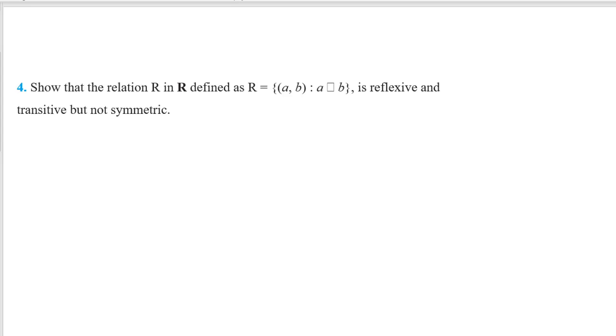Let us now do question number 4. Now we are going to solve question number 4. So what is given here? The relation R in the set R is defined as R is equal to (a, b) where a is less than or equal to b. It is not mentioned here, I will write down is less than or equal to b. Is reflexive and transitive but not symmetric. Okay, no issue. Let me tell you. For the first part, for reflexive.